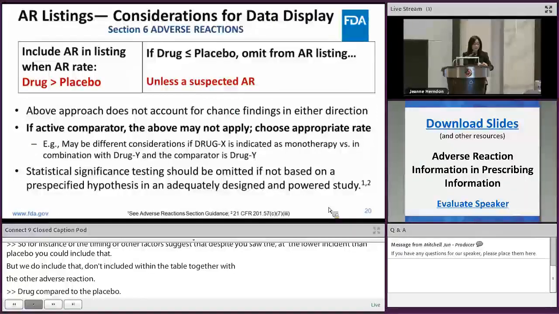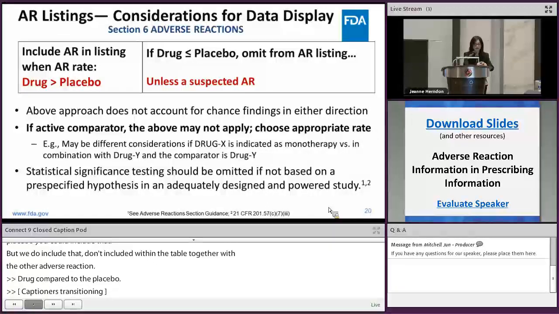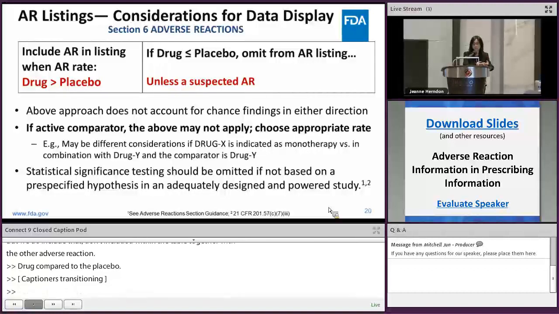Okay, I want to note that this above approach does not account for chance findings in either direction, so this is not a statistically rigorous piece of advice. This is just practically how we do this. Safety operates with descriptive statistics most of the time because there's no need to, and it's impossible to test every comparison on every adverse reaction rate unless you specifically design your study to look for things. And so this is a descriptive statistical type of recommendation from the guidance.